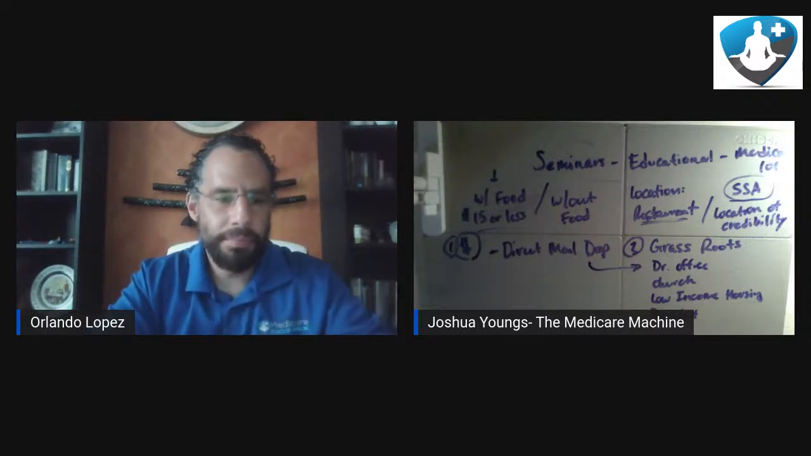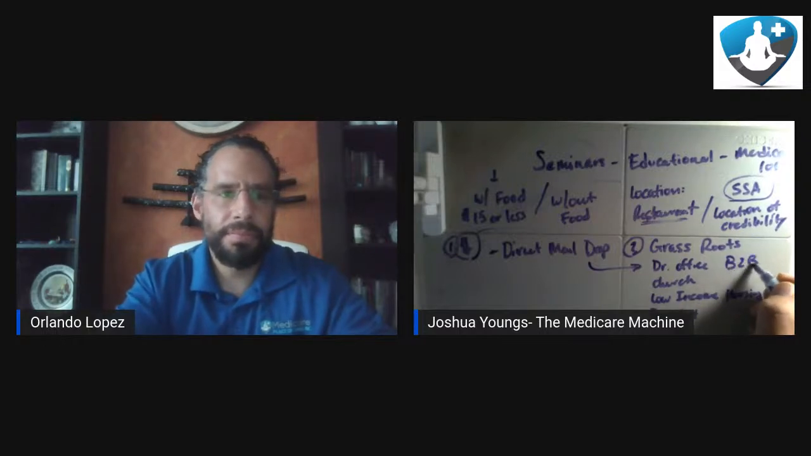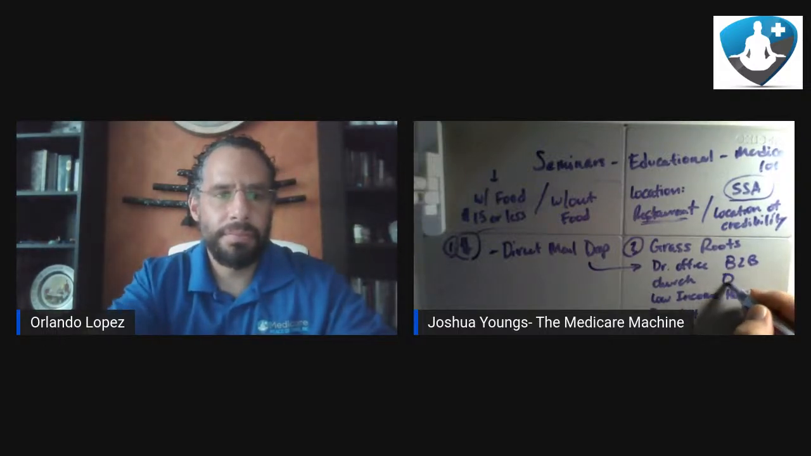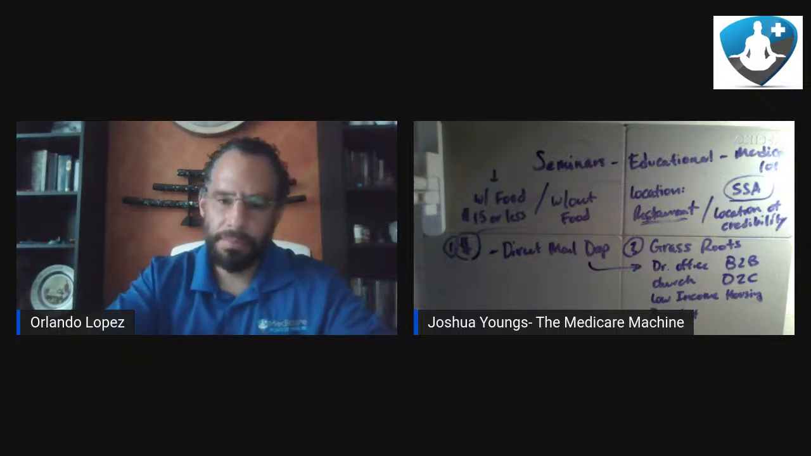What you can also do is take that same T65 list we got and door knock with the flyer. That's part of the grassroots too. So you do business to business grassroots, and you do direct to consumer marketing, grassroots style.